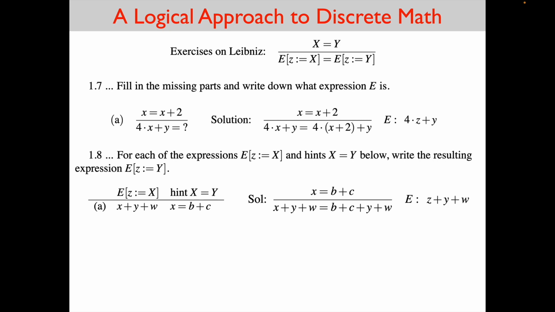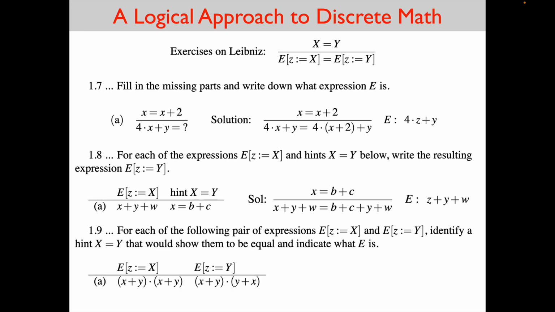And then parts b, c, and d are similar. And now the last part of the exercise is trickier yet, I think. So here is the exercise that they give us. They give us e with z replaced by x and e with z replaced by y. And now we're supposed to come up with the hypothesis. What equals what as the hypothesis of the inference rule?